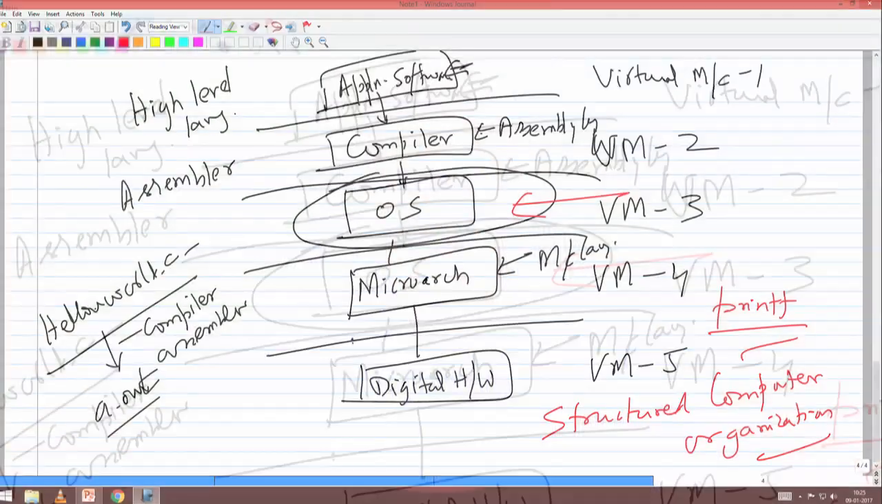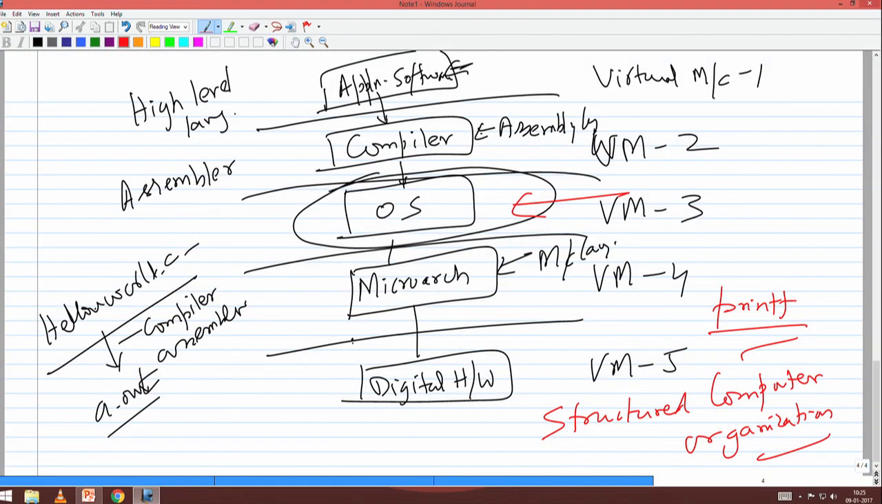And so, if we take any layer, say for example operating systems, it has an isolation from the other layers. Every layer is completely isolated from the other layer, and that is the reason why we call each of these layers a virtual machine.